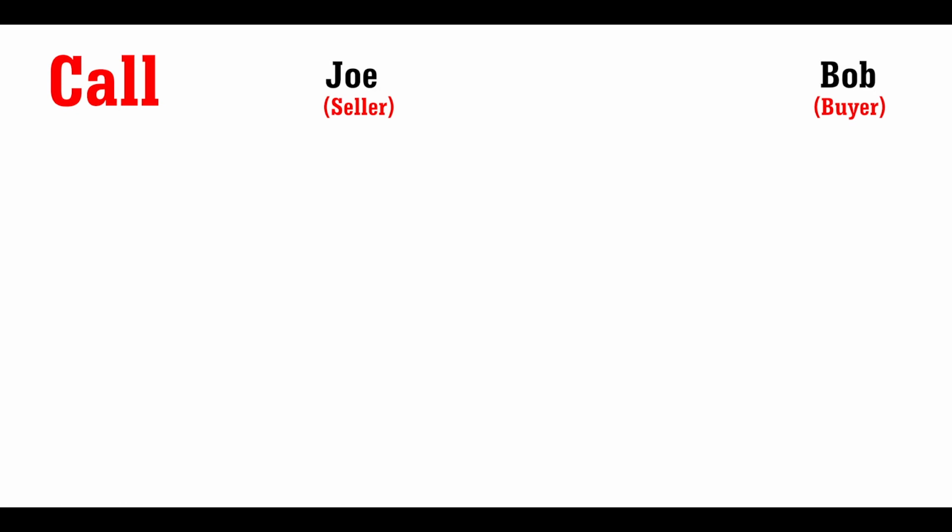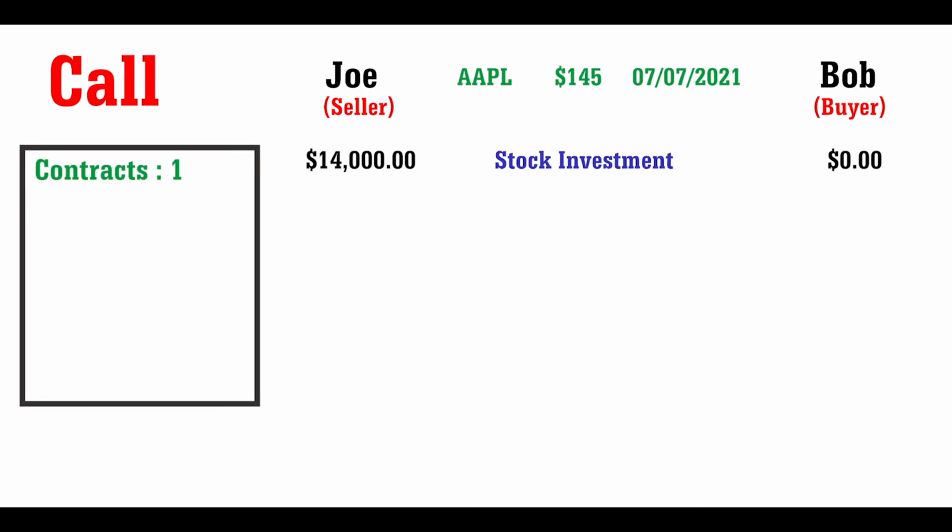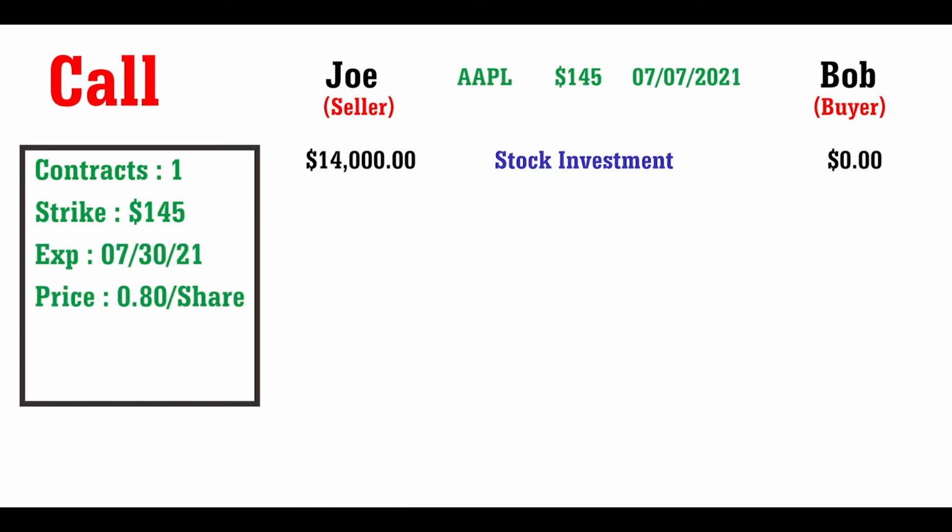Let's assume that Joe bought 100 shares of Apple at $140 per share. Let's say today is July 7th and Apple stock is trading at $145 per share, and Joe decides to sell an Apple call, so he will select the terms of this contract. Let's see what it looks like. Number of contracts: 1, strike price $145, expiration date July 30, 2021, asking price 80 cents per share. This price is also called the option price or premium.